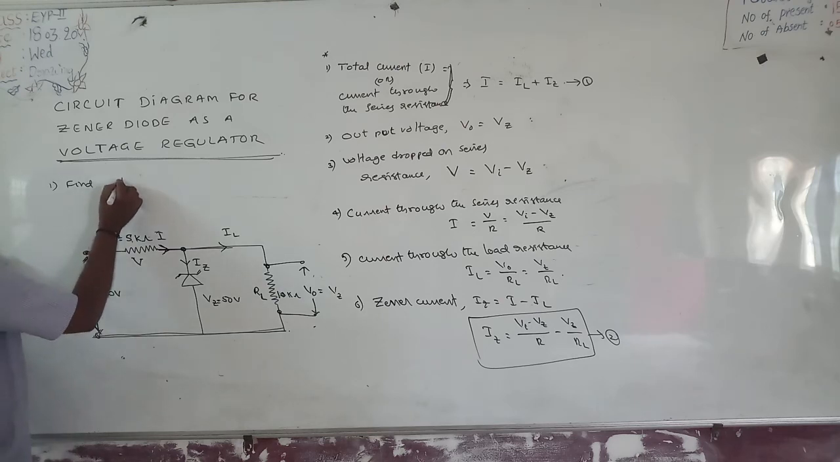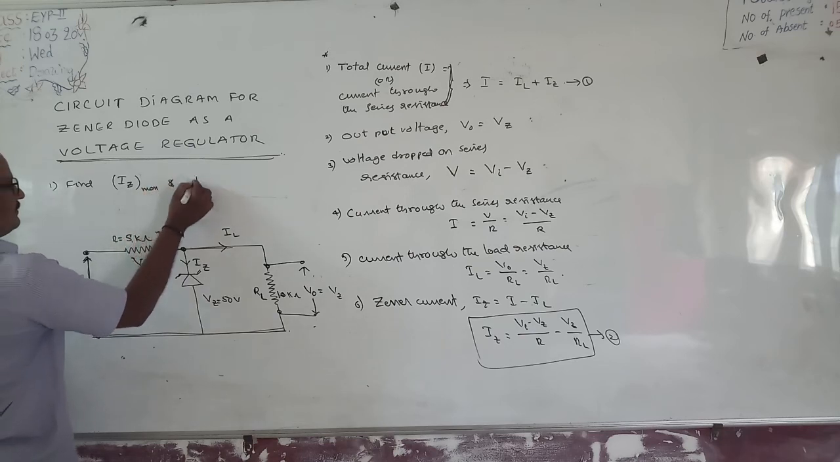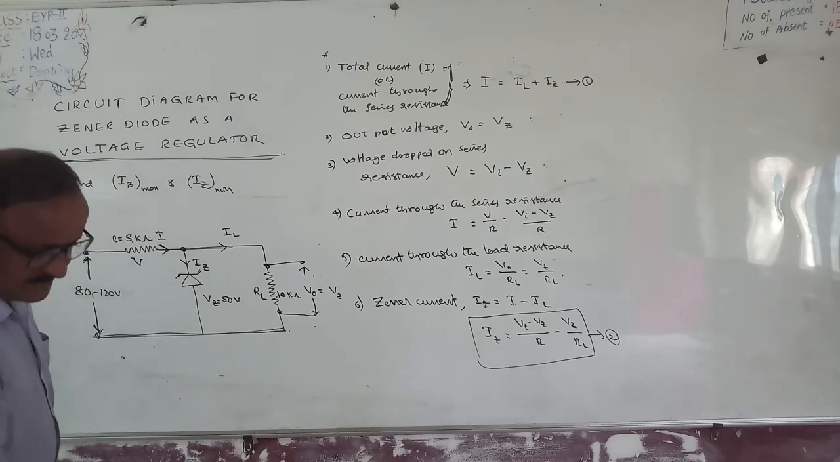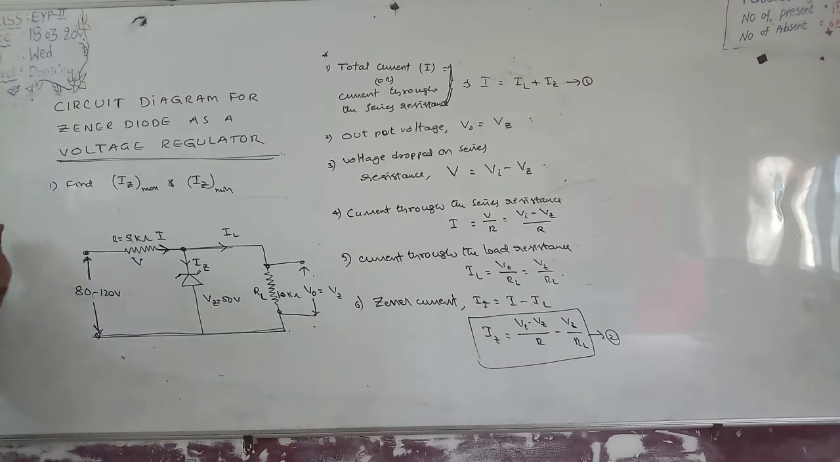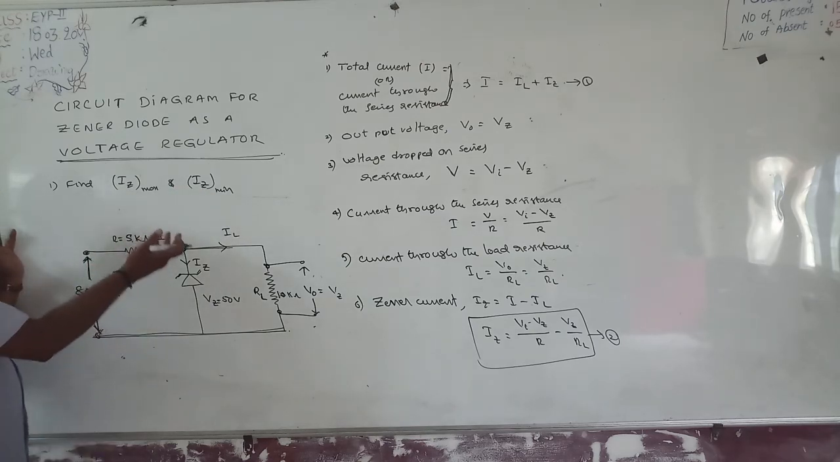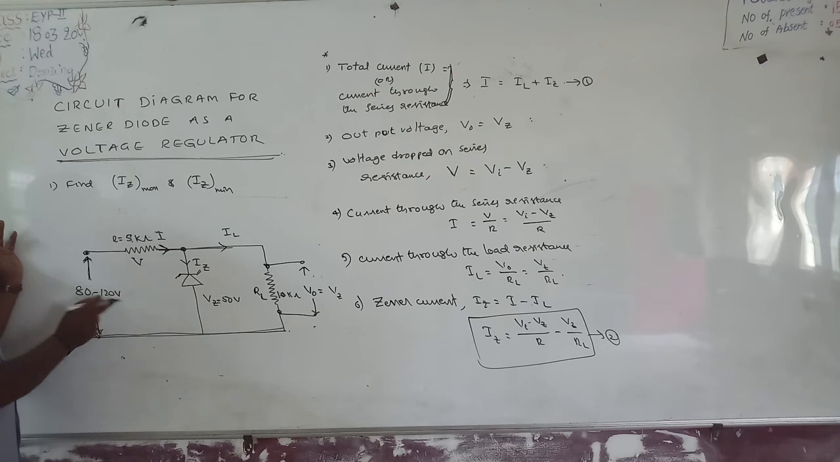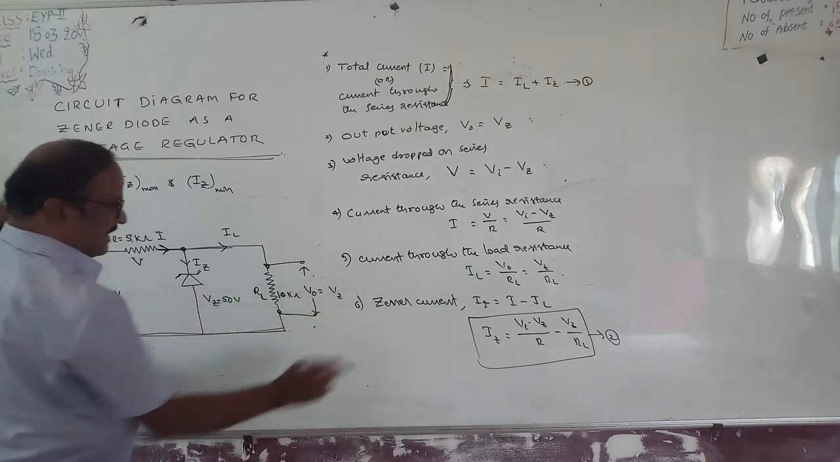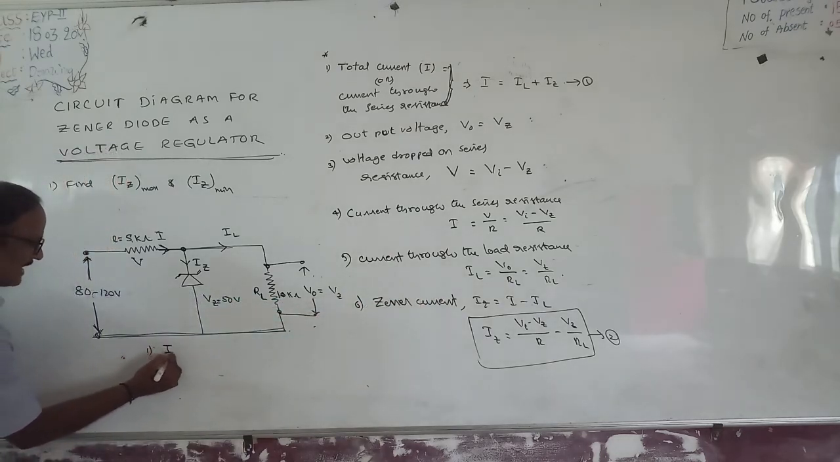Find Iz maximum value and Iz minimum value. Very simple problems. To have the maximum value, the input is taken as the highest, 120. For the minimum Iz, we take the input minimum, 80. So what is the formula for Iz? Iz is equal to (Va minus Vz) by R minus Vz by RL. Therefore, first one, maximum Iz.